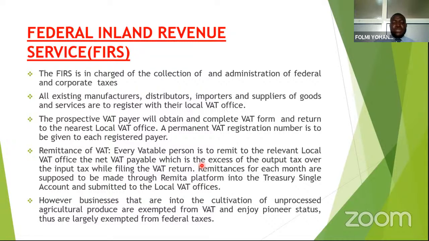So these are the things we're looking at. Not everything, as we know, is vatable, because if you check the recently passed Finance Act, you will see that some things are exempted from VAT. For instance, businesses that are into cultivation of unprocessed agriculture are exempted and enjoy pioneer status, so they are largely exempted from federal taxes. So these are the functions of the Federal Inland Revenue Service that you need to know for the purpose of this class.